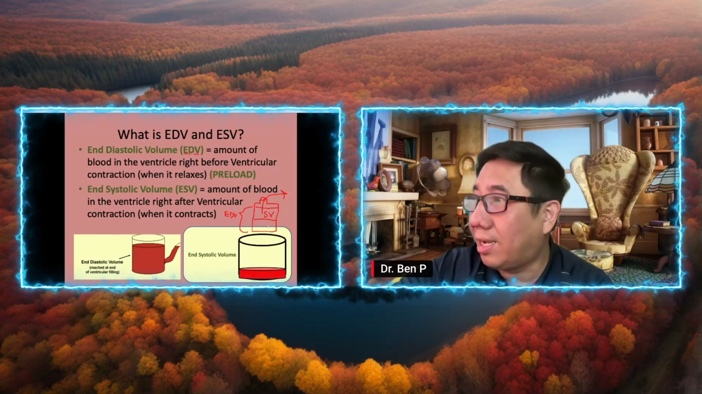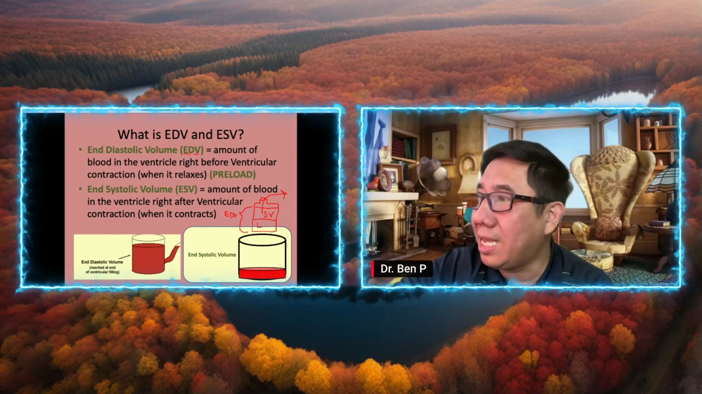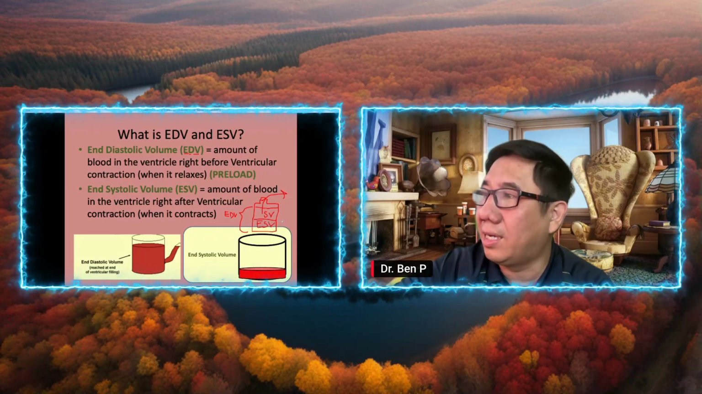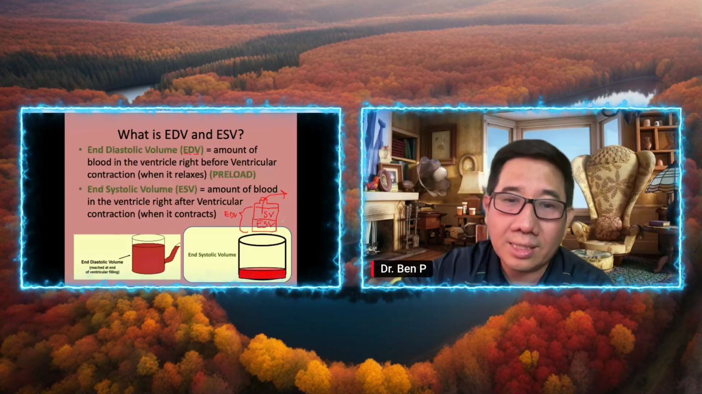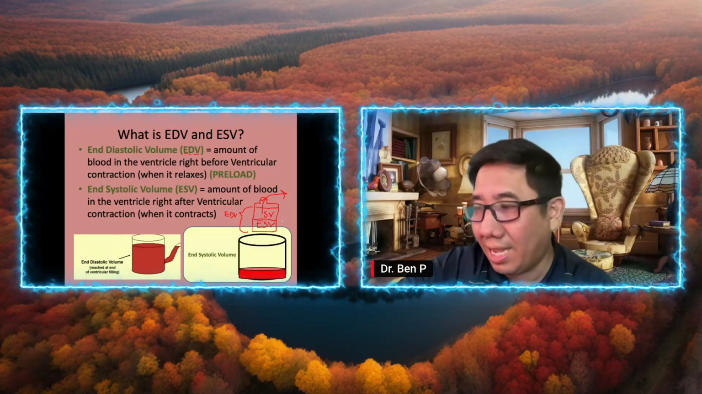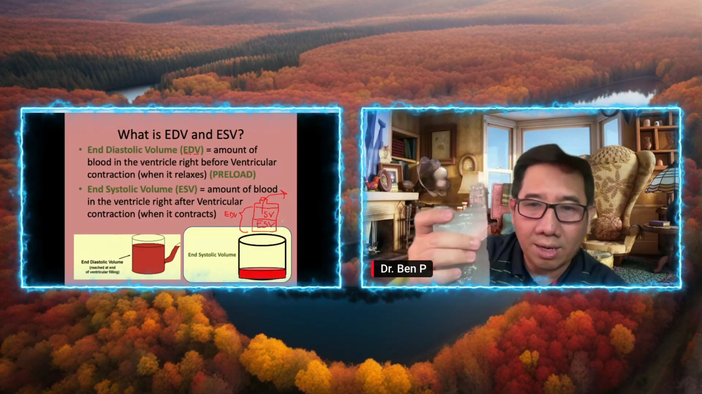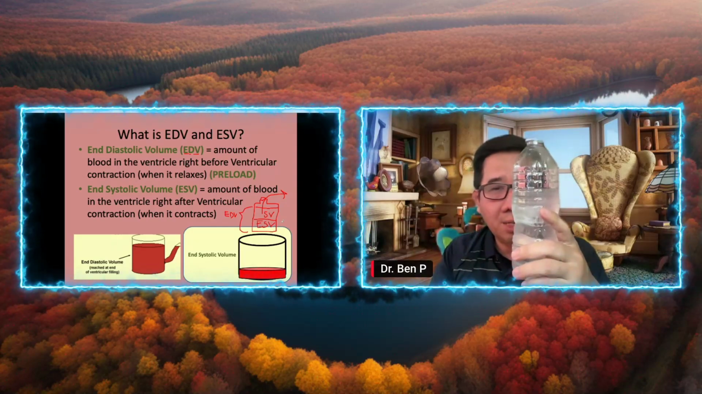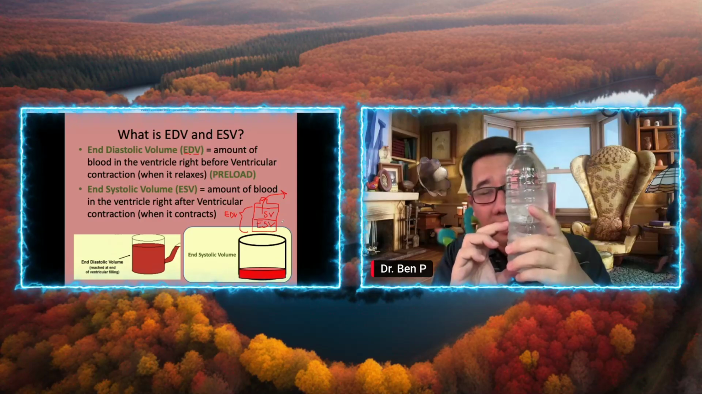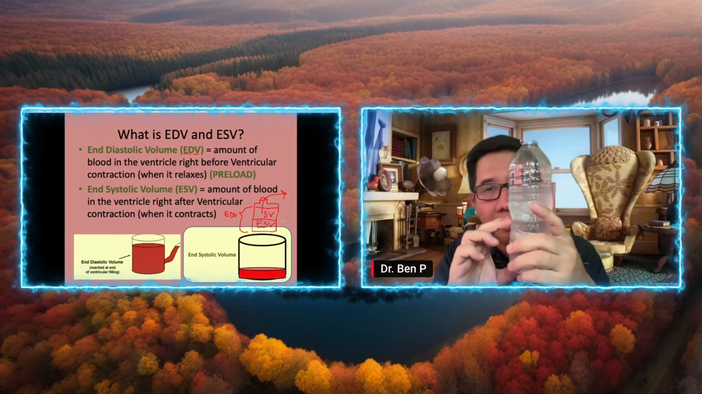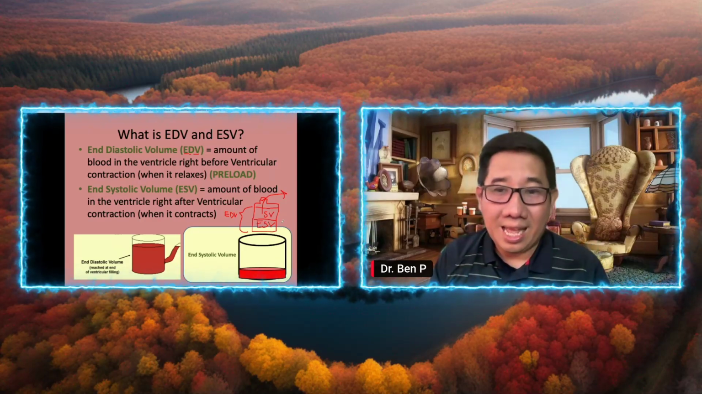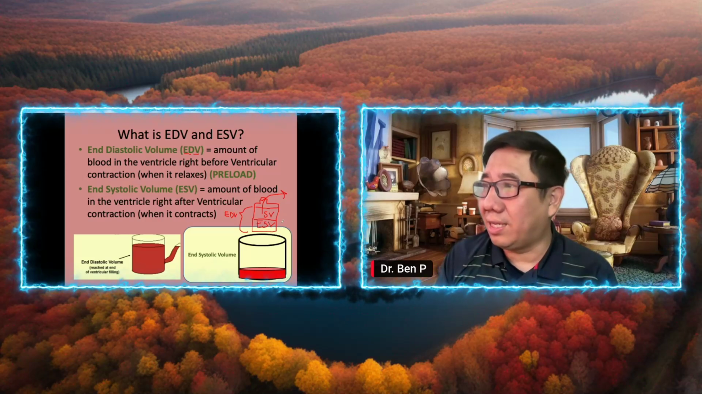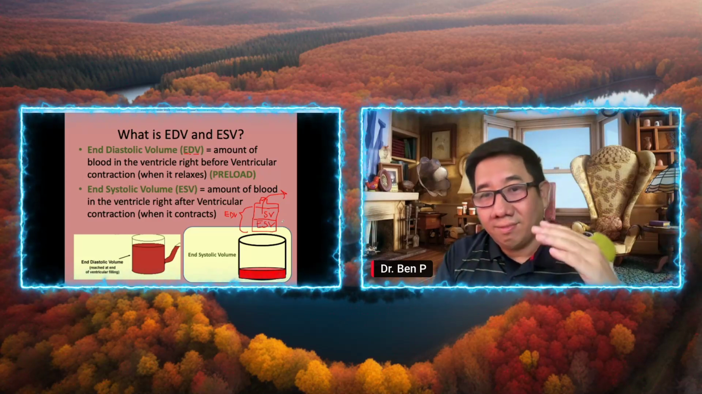What's left on the bottom is called ESV, end systolic volume. That's the amount of blood that you have left inside. Let's say I squeeze out as much as I can from this water bottle. The amount of water that's left inside that I cannot squeeze out, that's called the ESV.